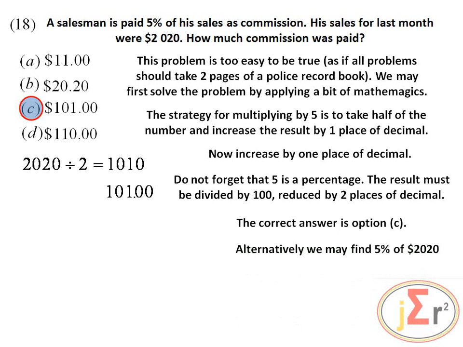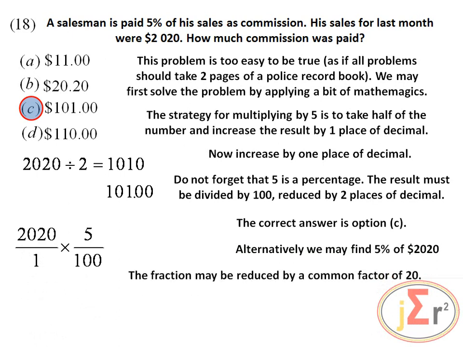Alternatively, we may find 5% of 2020. What do we know? The fraction may be reduced by a common factor of 20. Yes, of course, we see 20, we see 20. So 20 into 20 is what? 1. Then 20 into 2 is 0.